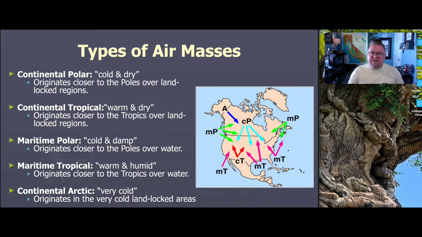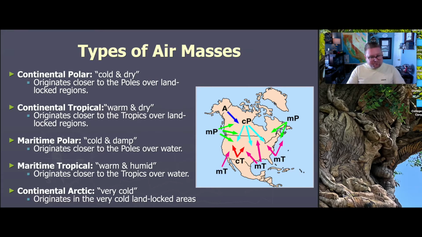We also have what's considered continental tropical, which means it's warm and dry. Those originate closer to the tropics and over landlocked regions as well. We have maritime polar, which is cold and damp, meaning that it originates closer to the poles, but where there's a lot of water present. We also have maritime tropical, which is warm and humid. Those originate closer to the tropics and over bodies of water. And the last one on this map is continental Arctic, which means very cold. It originates in very, very cold landlocked areas.